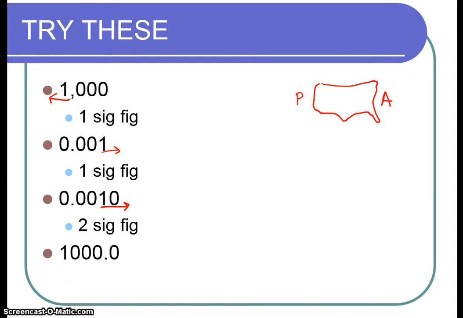And in this one, again, this decimal is present, and so I'm going to start on this side again, but I'm starting right off the bat with a number. And so everything past this 1 is significant. So it's 1, 2, 3, 4, 5 significant figures. Notice that this number and this number are the same number, but they have a different number of significant figures. This one is measured much more precisely.